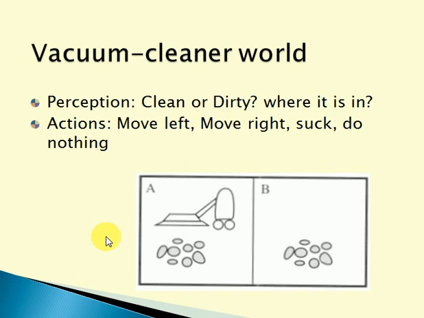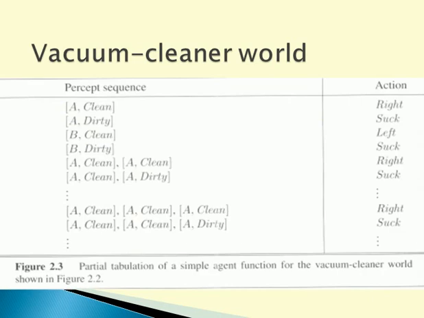Example, vacuum cleaner world. The perception here is clean or dirty, and where it is. Actions: we can move left, move right, suck, or do nothing. A vacuum cleaner: if A is clean, it goes to the right; if A is dirty, it sucks; if B is clean, it goes to the left; if B is dirty, it sucks. This repeats many times.